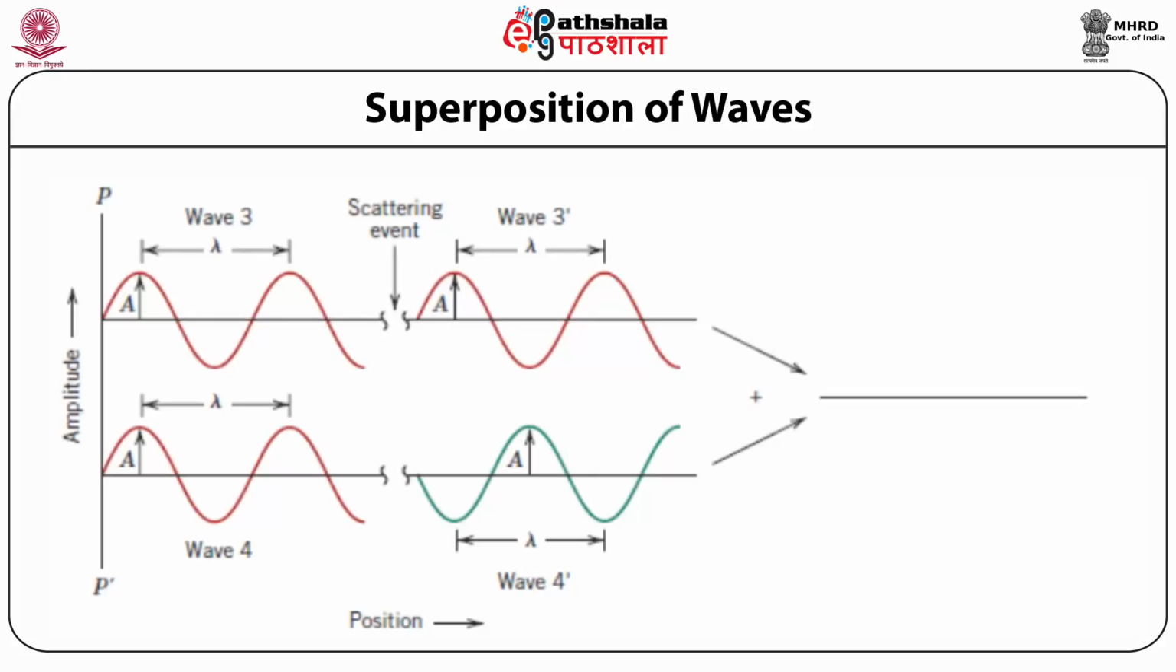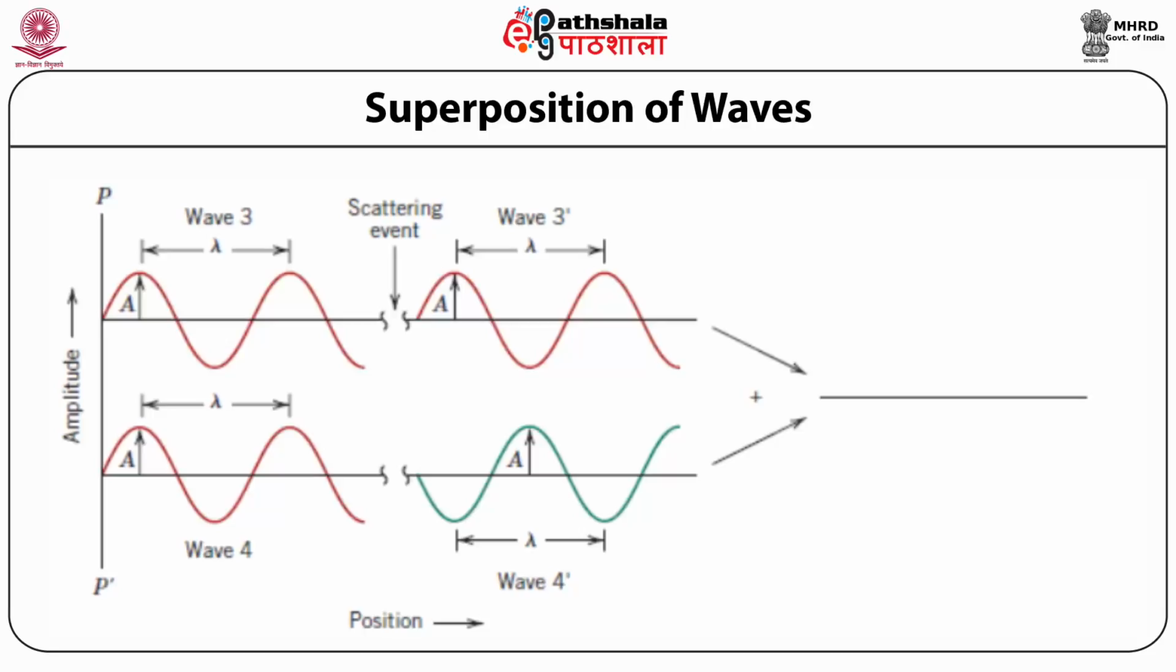In the earlier slide you have seen constructive interference where amplitudes were summing up. In this slide you can see that before the scattering event these two waves are perfectly coherent, they have the same wavelength, and after the scattering event you can see that they are out of phase, 180 degrees out of phase.